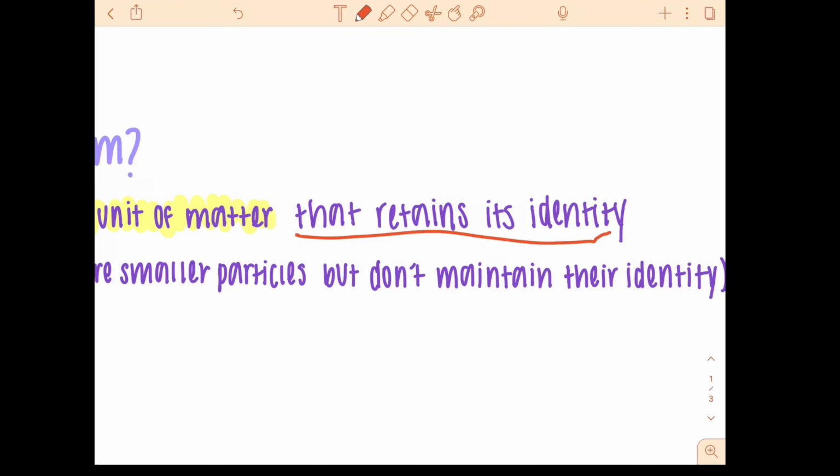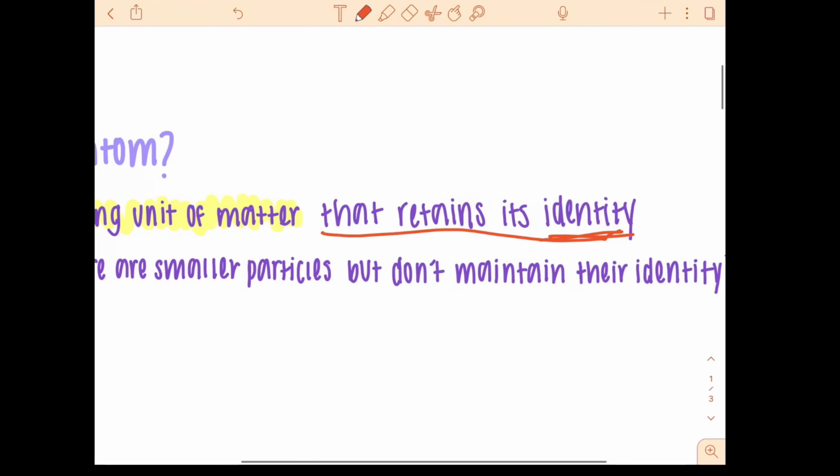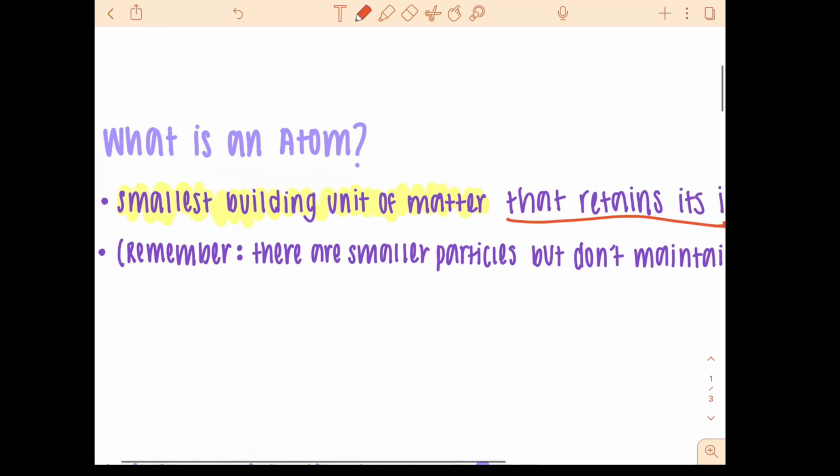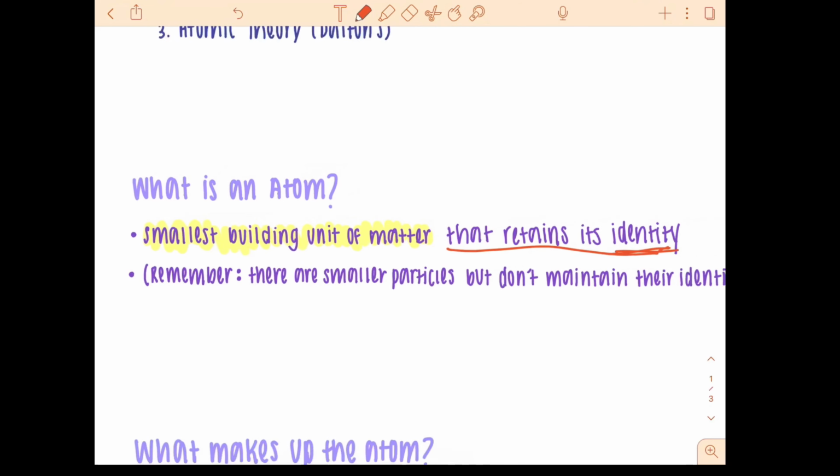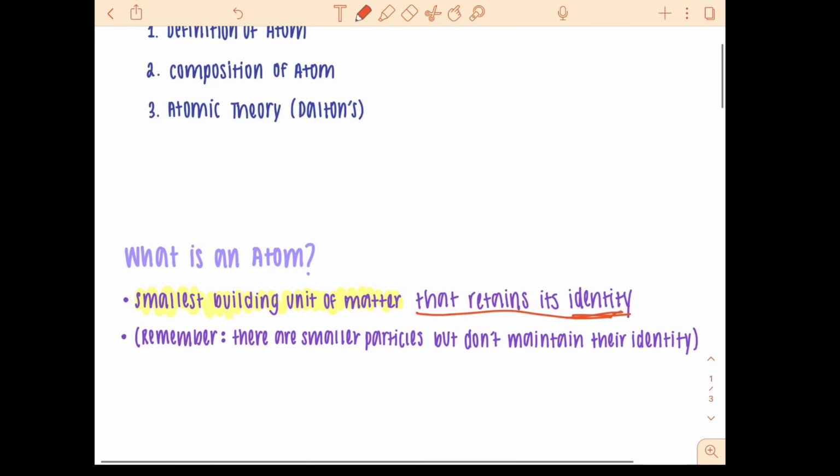That's really important because what we're saying is that the particles don't have their own identity unless they're put together and make up this atom. So there are smaller particles, but they won't maintain their identity. So that's what makes the atom unique in it being the smallest building block or building unit of matter.